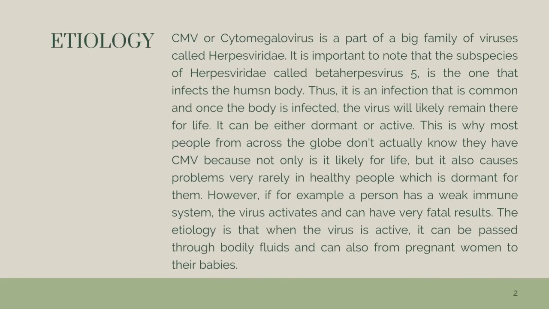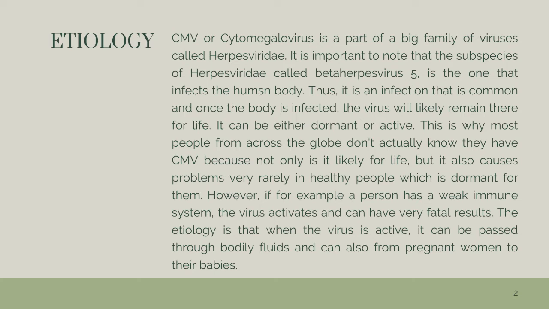So CMV, or cytomegalovirus, is part of a big family of viruses called Herpesviridae. It is important to note that the subspecies called Betaherpesvirus 5 is the one that infects the human body. Thus, it is a common infection, and once the body is infected, the virus will likely remain there for life. It can be either dormant or active for some people.